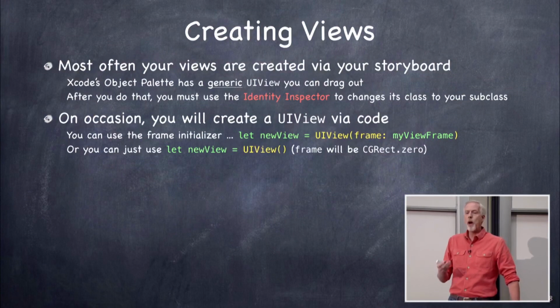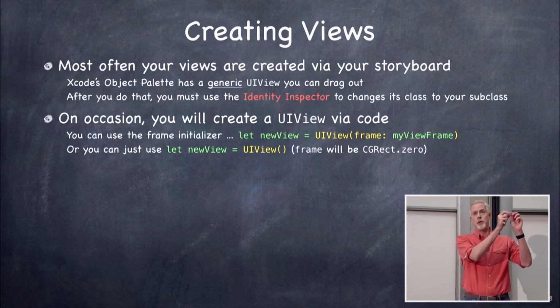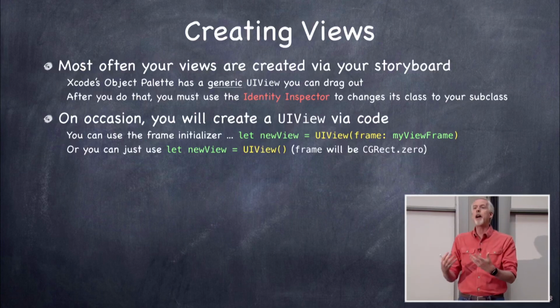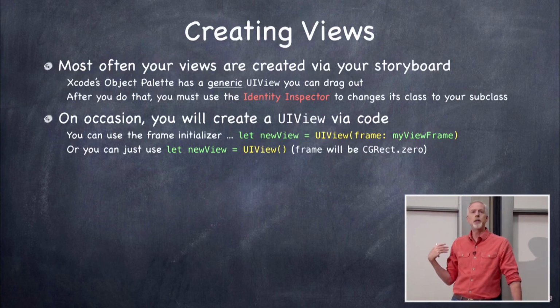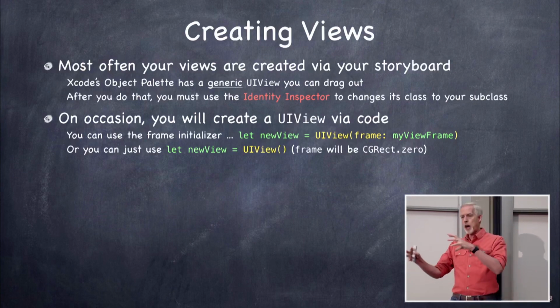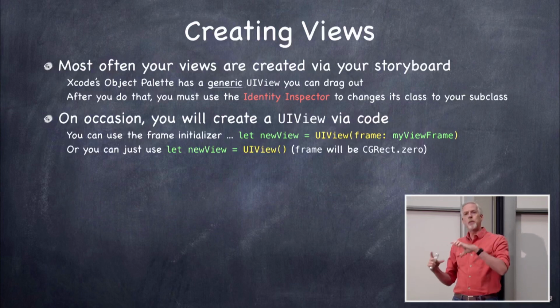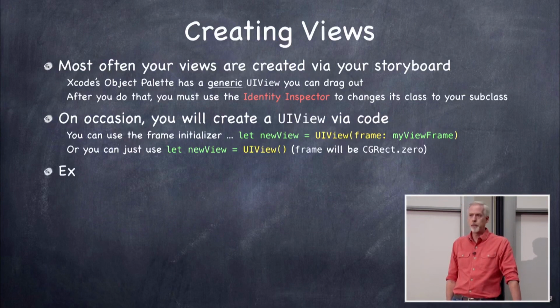You can also say UIView, open parentheses, close parentheses. Then your frame will be 0, 0, 0, 0, upper left, no size. And you can then just set that frame var that I talked about a couple slides ago to position and size this view in the superview. Just always remember the frame, though, is in the superview's coordinate system. It's saying where you are. Nothing to do with your drawing, just where you are.